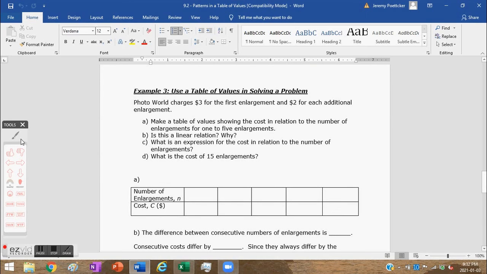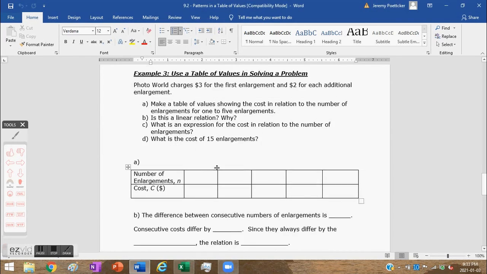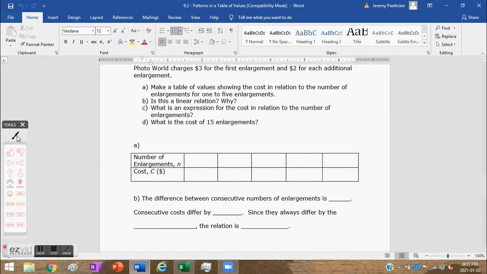All right. And this moves us on to our next question here. Photo World charges $3 for the first enlargement and $2 for each additional enlargement. Make a table of values showing the cost in relation to the number of enlargements for 1 to 5 enlargements. Is this a linear relation? Why? What is the expression for the cost in relation to the number of enlargements? And then finally, what is the cost of 15 enlargements?